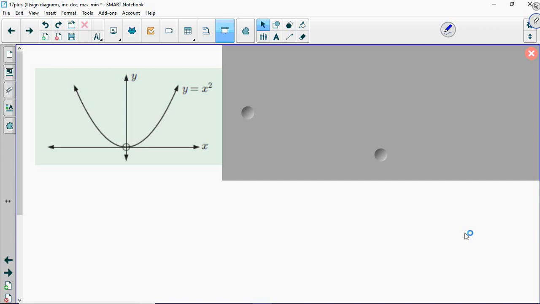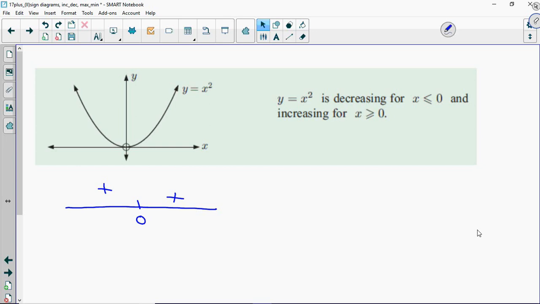Well, it looks like it's decreasing, meaning it's going down from left to right everywhere up until we get to the origin. And then it's increasing, again, it's going up as we move from left to right, everywhere to the right of 0. The function is positive everywhere except for 0. So its sign diagram would look like that. But it's decreasing to the left of 0, and it's increasing to the right of 0.